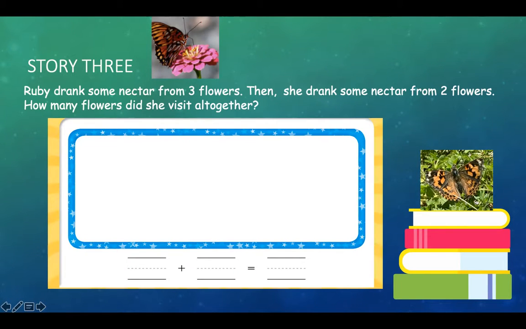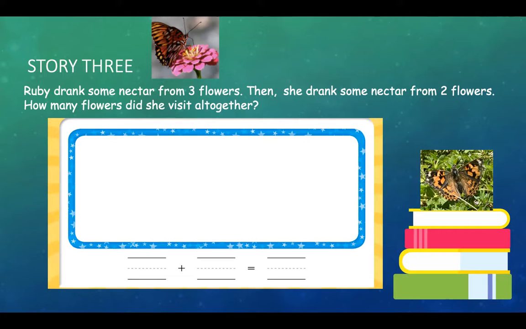Let's start by reading our stories. Read it with me, big breath. Ruby drank some nectar from 3 flowers. Then she drank some nectar from 2 flowers. How many flowers did she visit all together? Okay. How many? We're wanting to know how many altogether. We're wanting to know this much right here, right?